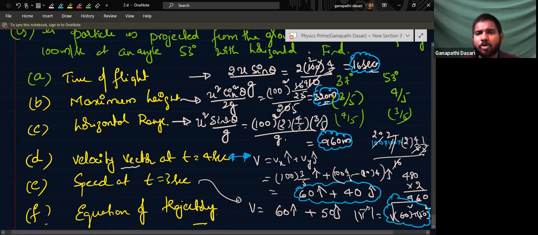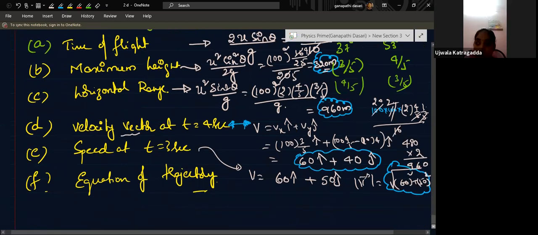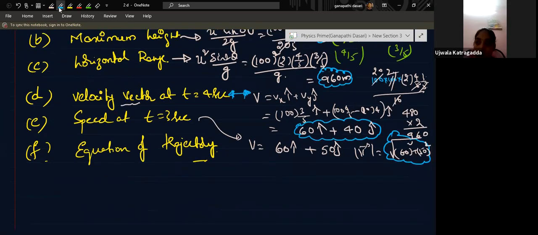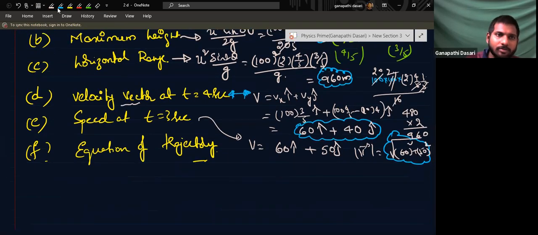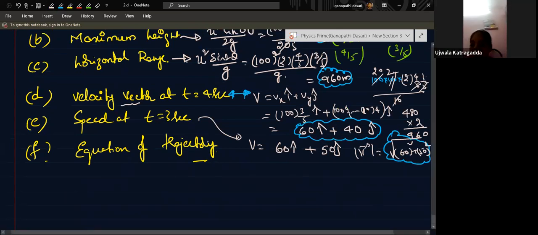I gave you this question so that you try to apply all the equations we have learned once. Equation of trajectory: ax plus bx square.